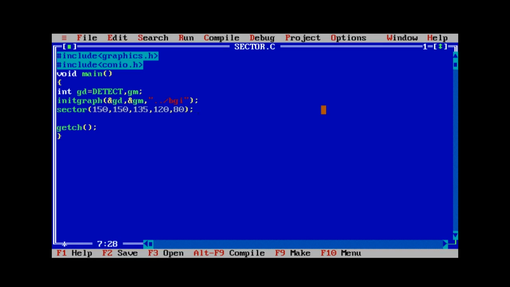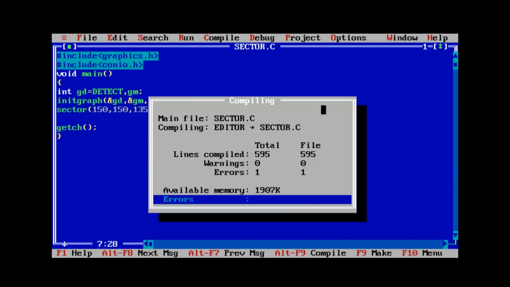So now let's talk about the difference. As you can notice, these are the same parameters that ellipse takes. But what is the difference between ellipse and sector? The difference is that ellipse just draws an outline, just a simple figure without any fill style or something like that. But in the case of sector, it draws a sector and fills it with the current fill pattern and color. Now let's take a look at the difference.